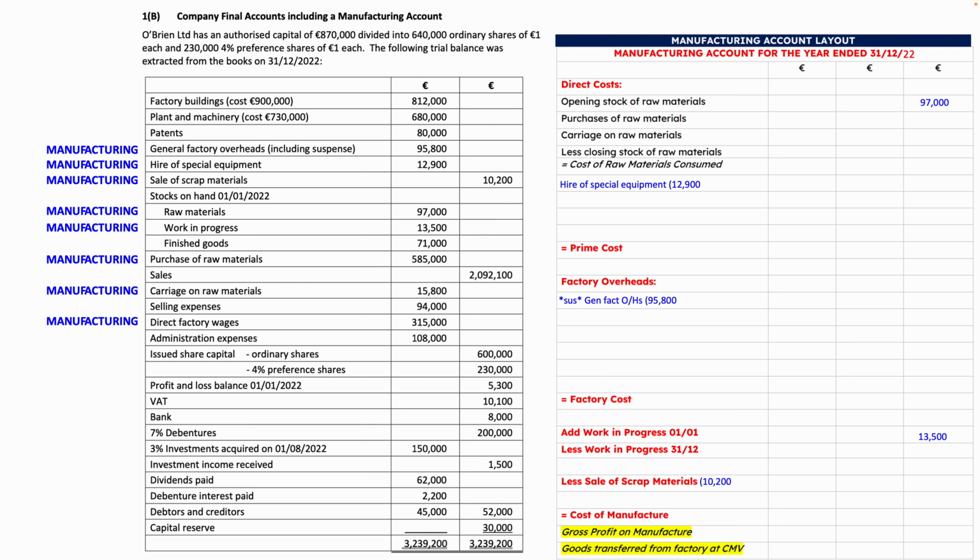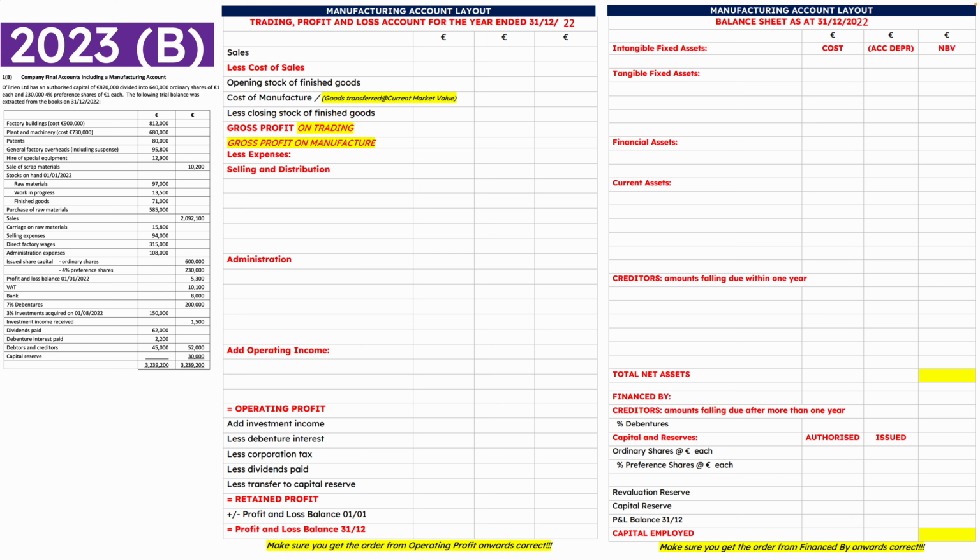year, so that is not going to change, as is the work in progress on the 1st of the 1st. The purchase of raw materials, 585,000, is going to go up the top in the direct costs, as is the carriage on raw materials, 15,800. The direct factory wages is going to go into the direct costs, 315,000 there. So that's all your figures for the manufacturing account. Next, we'll fire everything else into the trading profit and loss in the balance sheet.